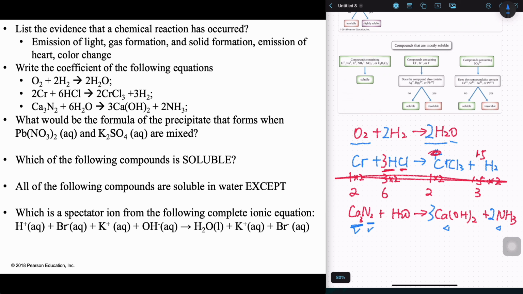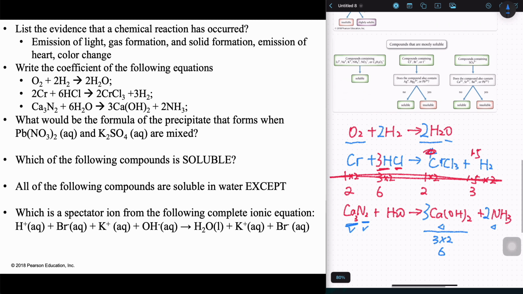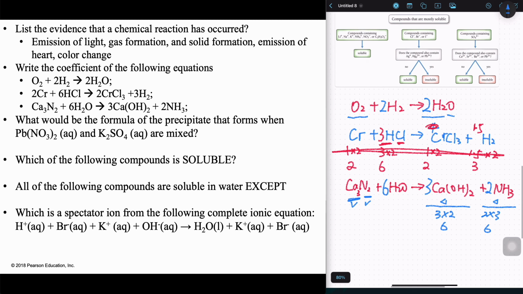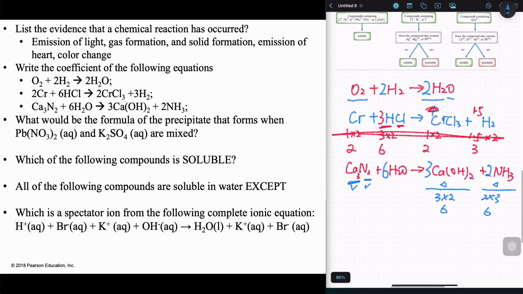Apparently not. On the left side, we have 6 times 3, so we got 6 hydrogen here, and here we also get 6 hydrogen. So in total, we have 12 hydrogen. But on the other side, we only have 2 hydrogens. So in order to balance the hydrogen, we need to multiply by 6. Okay, that will give us a balanced chemical equation. Okay, next question.